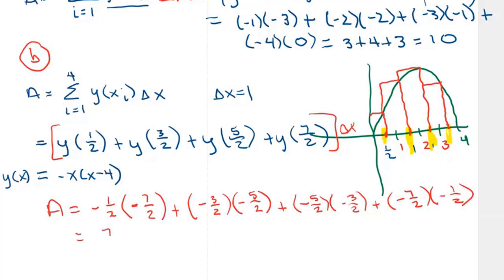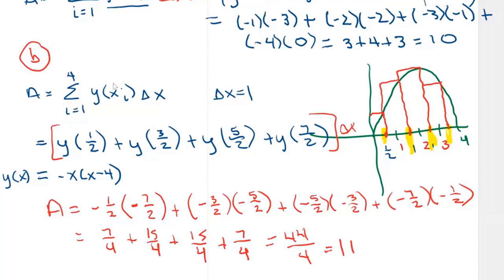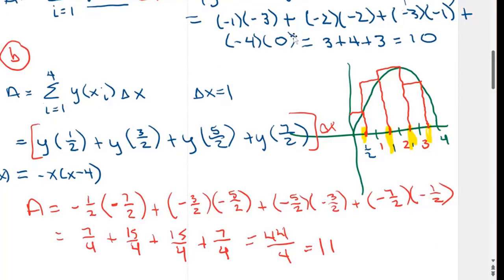We get 7/4 plus 15/4 plus 15/4 plus 7/4. Okay, well, that makes sense. It's symmetric. So this would give me 30 and 14 is 44/4, which is equal to 11. If I did all my math right, then that's what I get. It's definitely a different answer than what I got when I used the right-hand rule.